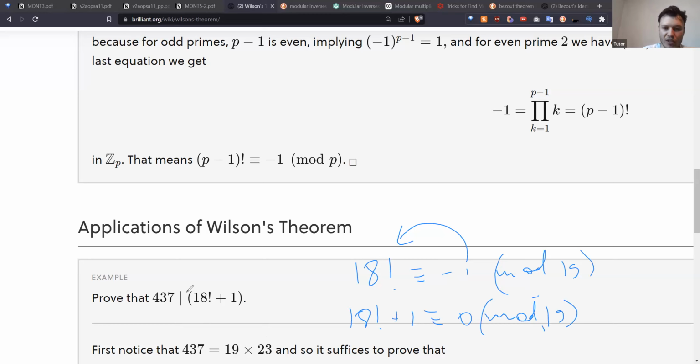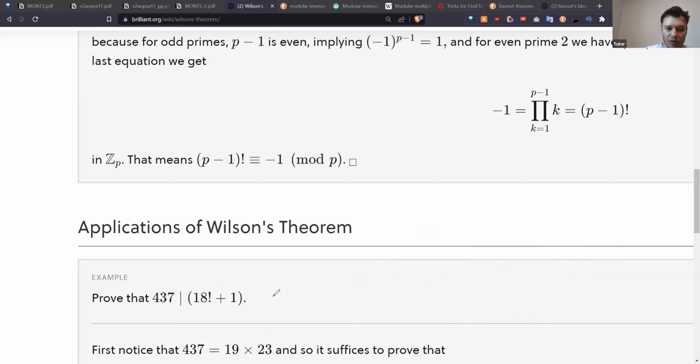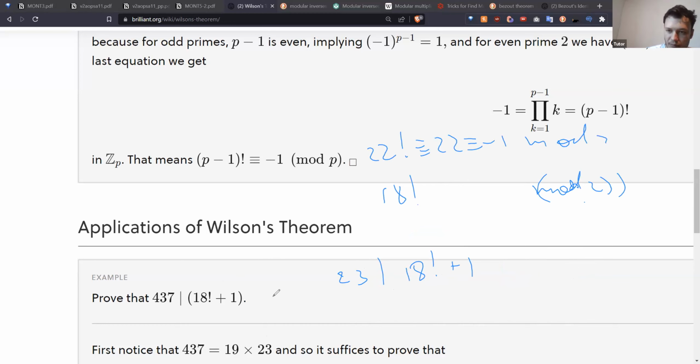But how about 23? Why is 23 a divisor in here? That one is a bit more tricky, but we can figure it out. Now we're left to show that 23 also divides 18 factorial plus 1. So we need to find 18 factorial mod 23. If we use Wilson's theorem, we know that 22 factorial is congruent with 22, which is congruent with minus 1 mod 23. If I cancel 22 on both sides, 21 factorial is congruent with 1 mod 23.